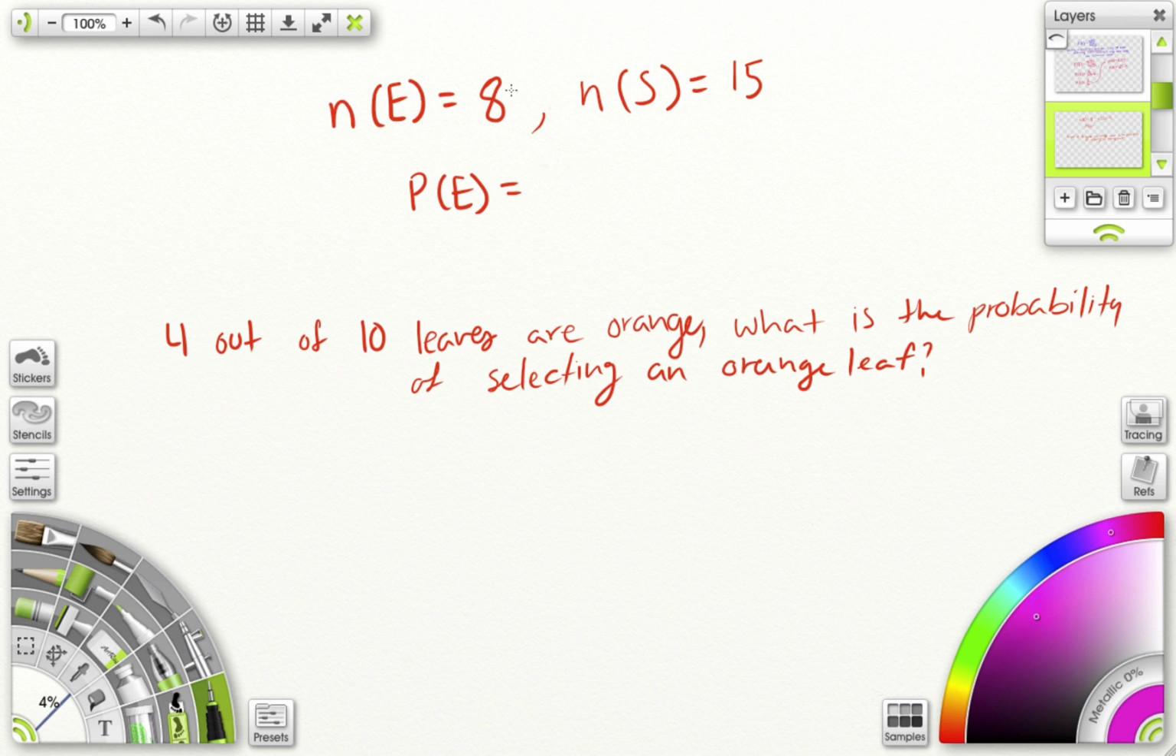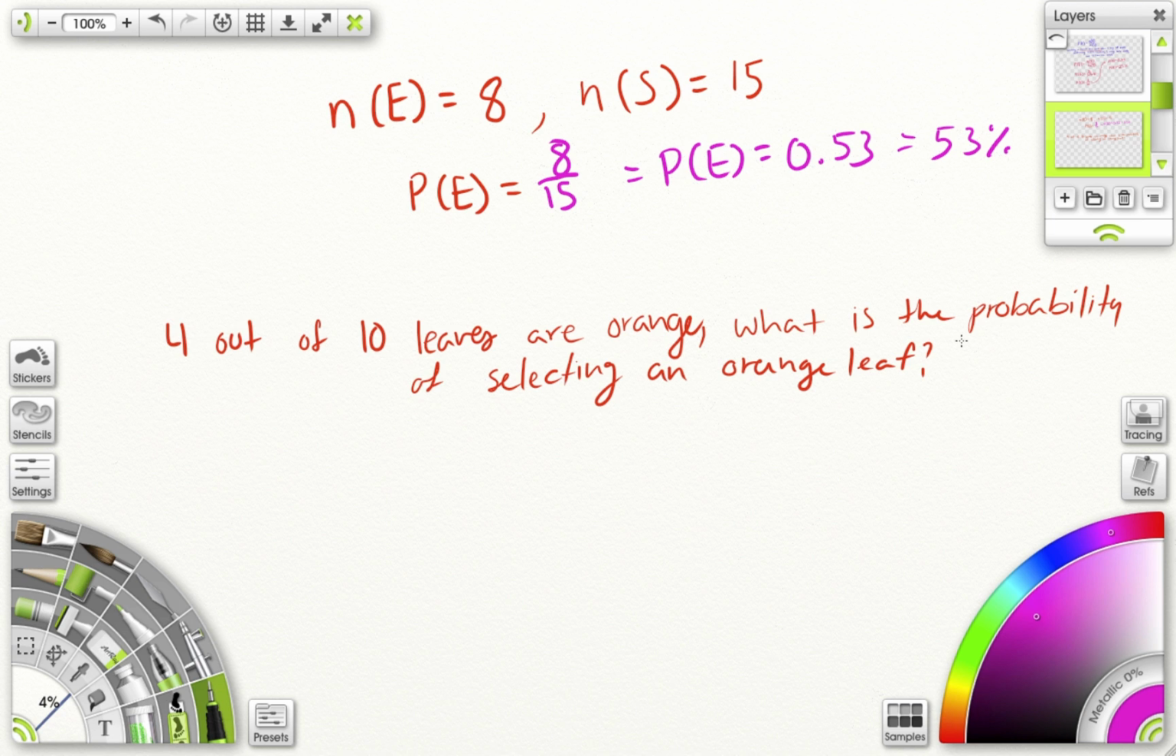We need to figure out n(E). n(E) is equal to 8. n(E) goes on top, so I have 8. And n(S) goes on the bottom, which is 15. So I do 8 over 15. Therefore, P(E) is equal to 8 divided by 15. Eight divided by 15 is equal to 0.53 rounded, and then as a percentage equals 53%. And there we are.